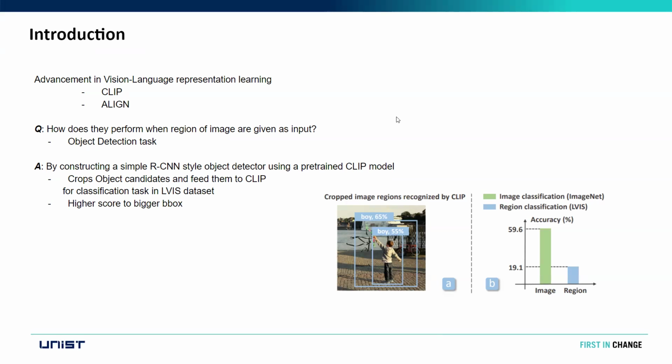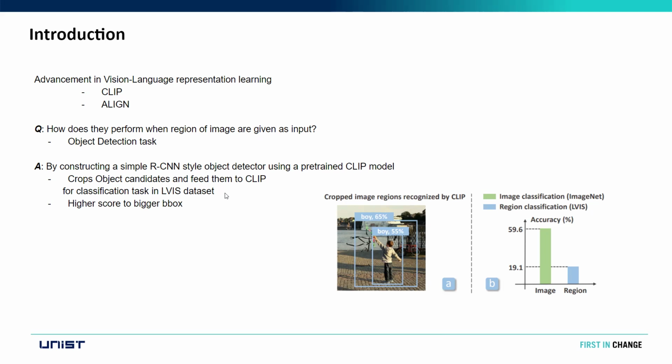So with the advancement in vision language representation learning, we got models such as CLIP and ALIGN, and these models can be extended toward image classification and achieve good results without labels. But the authors of this paper ask how these models perform if only a region of the image is given, like in the case of object detection, where we have a bounding box and not the whole image.